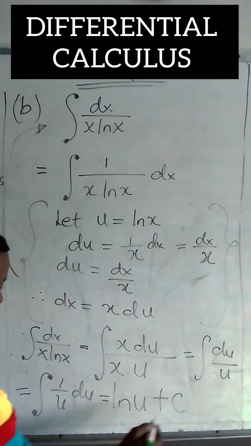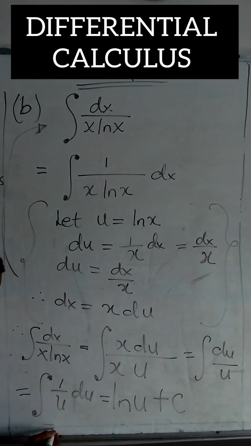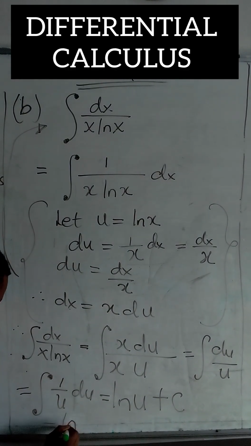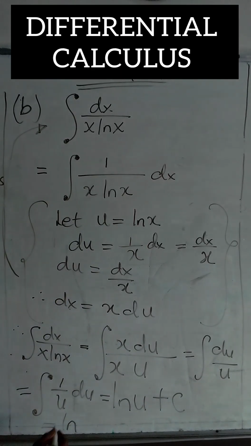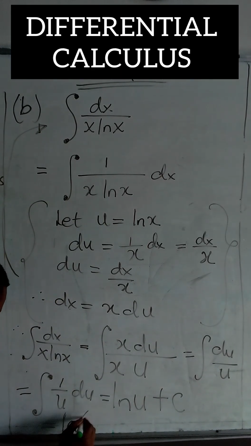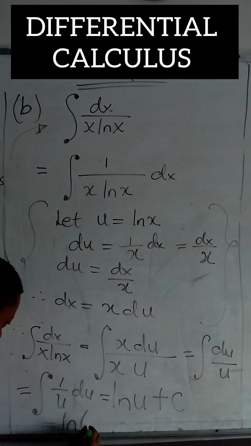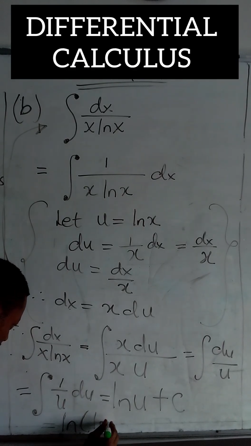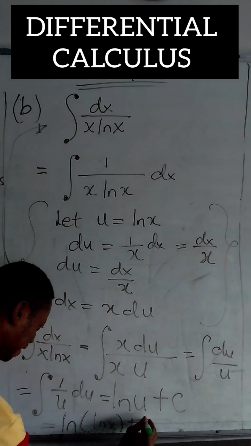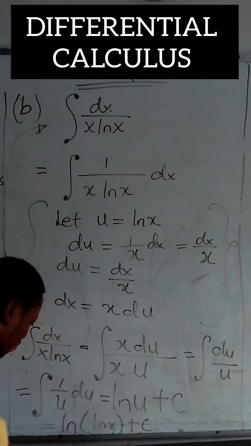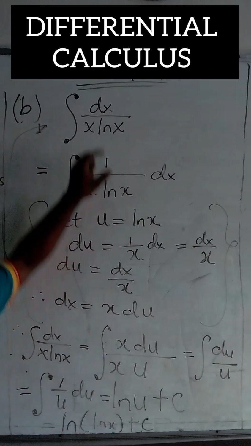Finally, we summarize that it's going to be ln u. What was our value of u? Come back here. u was what? ln x. So ln of ln x, plus c, will give us the value of the integral of this function.